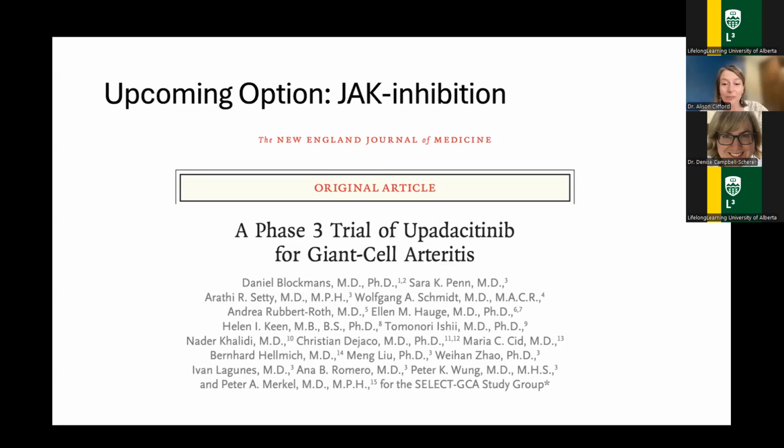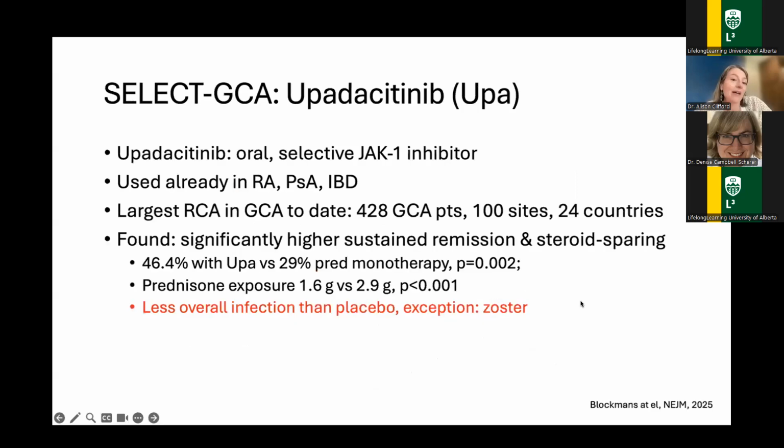There is a new option, which is pretty exciting. This just came out earlier in April, so just a few weeks ago in the New England Journal, which is the results of upadacitinib for GCA. And this was the SELECT GCA trial. So upadacitinib, or Rinvoq, same thing, has been on the market for a few years now, particularly for rheumatoid arthritis. So there is experience using this in other diseases, also IBD.